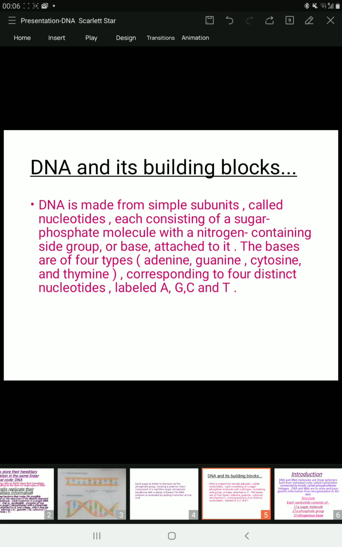DNA and its building blocks. DNA is made from simple subunits called nucleotides, each consisting of a sugar phosphate molecule with a nitrogen containing side group or base attached to it. The bases are of four types: adenine, guanine, cytosine, and thymine, corresponding to four distinct nucleotides labeled A, G, C, and T.